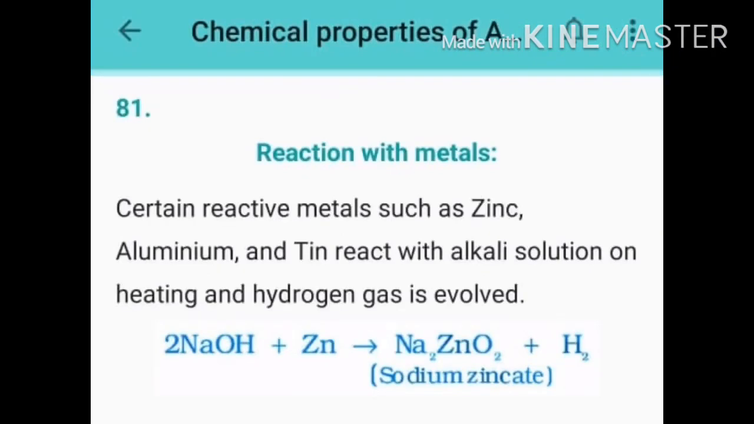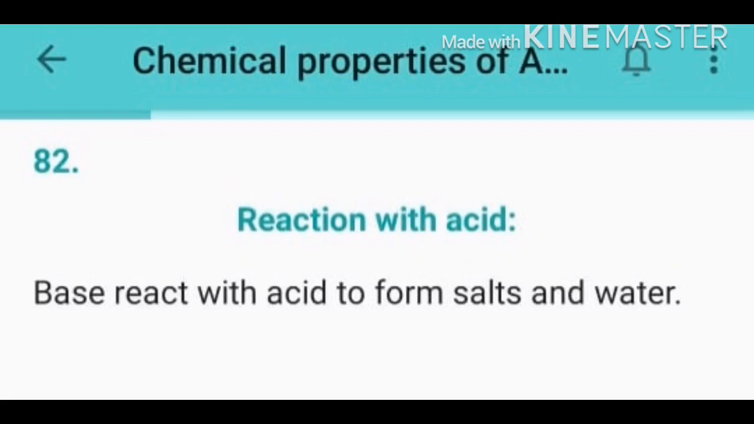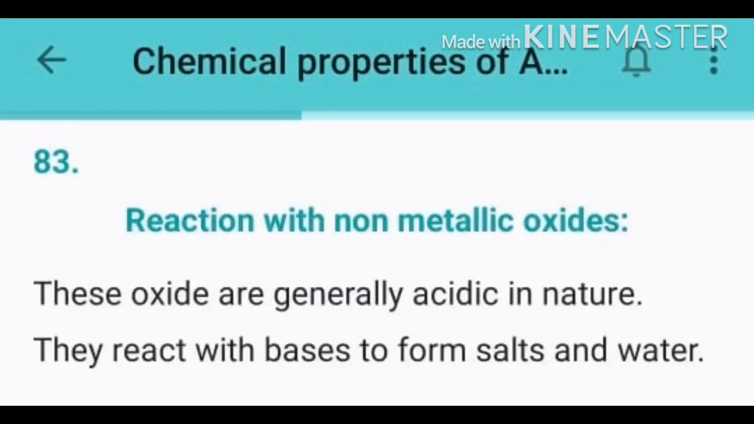Certain reactive metals such as zinc, aluminium and tin react with alkali solution on heating and hydrogen gas is evolved. Bases react with acids to form salts and water. Reaction with non-metallic oxides: these oxides are generally acidic in nature. They react with bases to form salt and water.